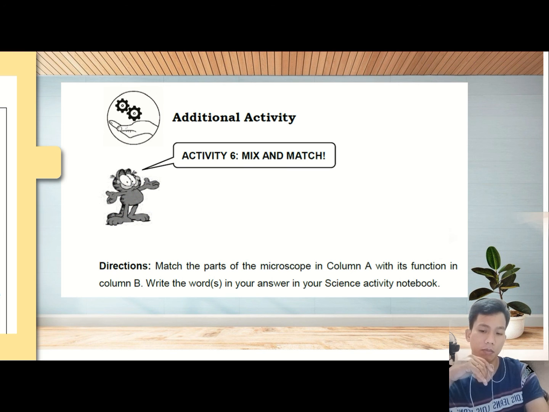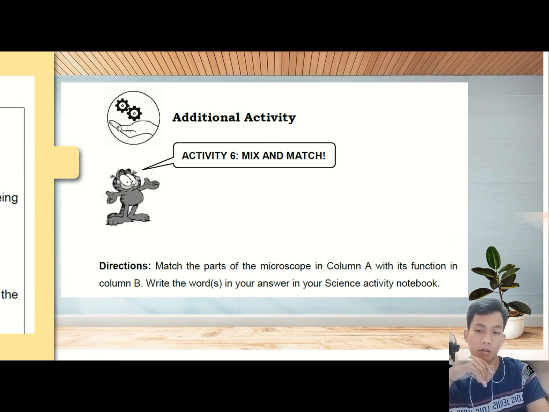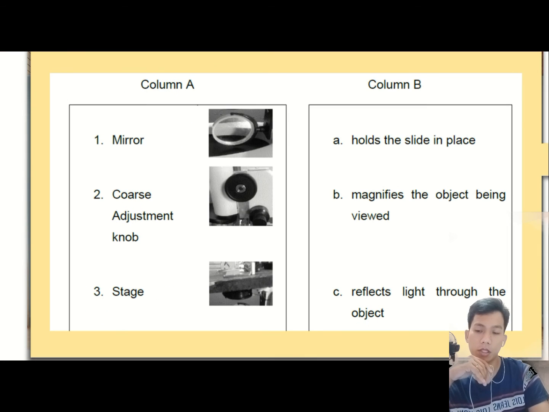The additional activity, mix and match. Ang gagawin mo is match the parts of the microscope in column A with its function in column B. Okay, so in your answer sheet, ang gagawin mo lang is, example 1. Ano ba yung sagot natin sa 1? Ano yung match ng mirror? Ano ang gamit ng mirror? Okay? Is it A, B, or C? Okay? So, yung 1 natin, ang gamit is letter C. Reflects light through the object.